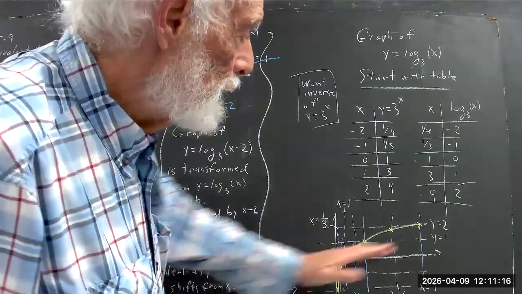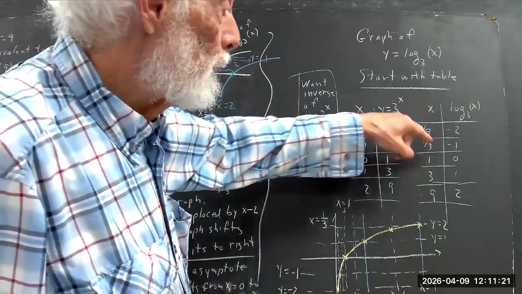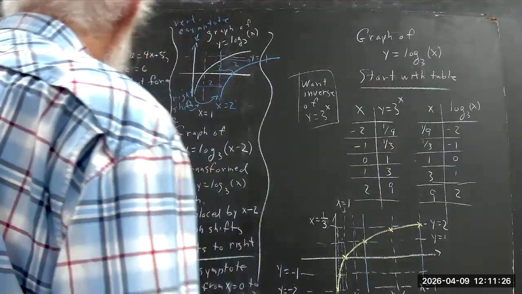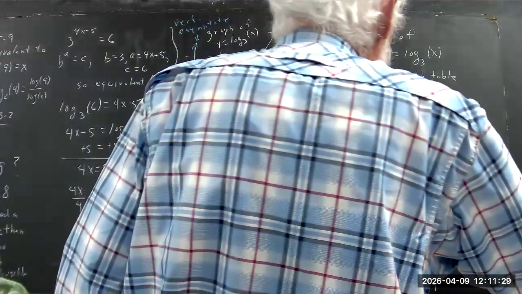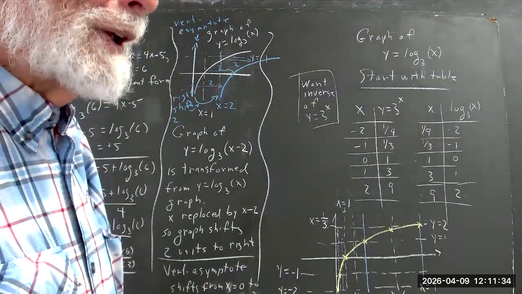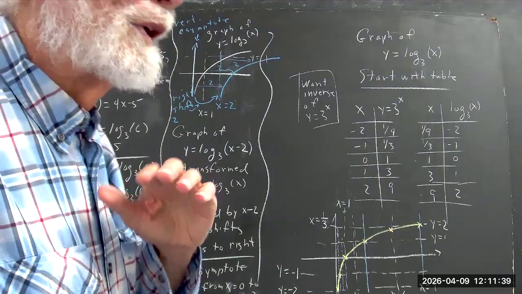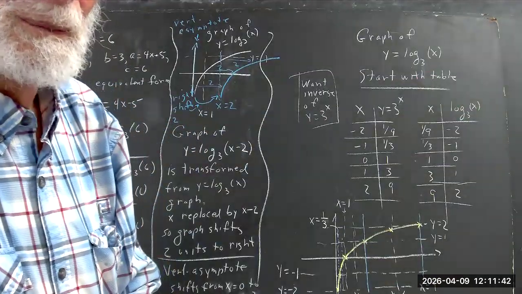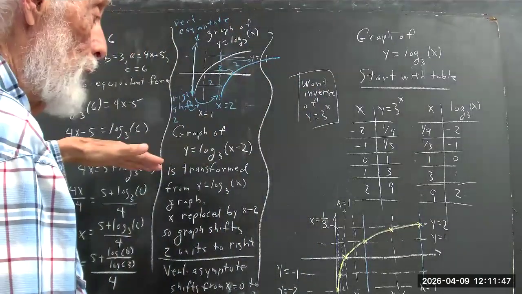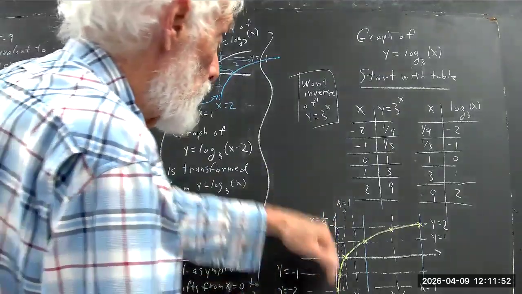That's why this graph is to the right of the y-axis. All the x values for the log function have to be positive. You can't do the log of a negative number because no exponential function has a negative value. Exponential functions have an asymptote at the x-axis. Logarithmic functions have their asymptotes at the y-axis.